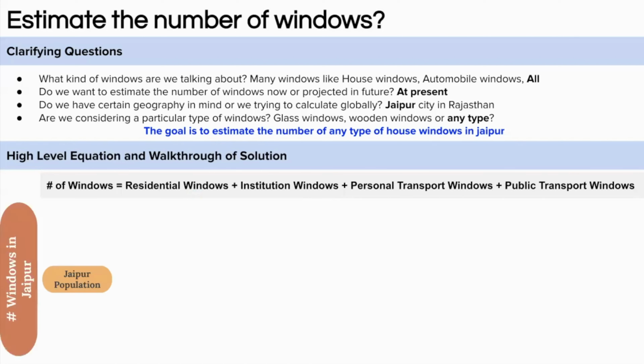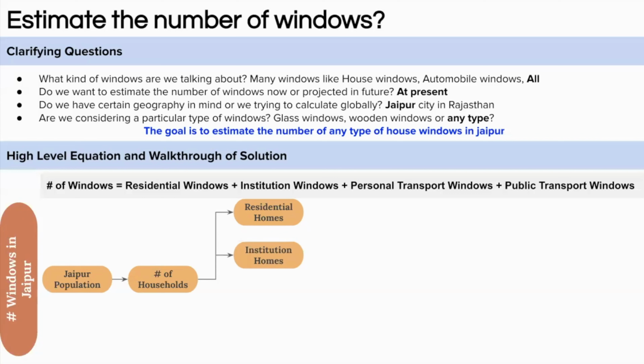Let's start with the population of Jaipur. From there, we can easily estimate the number of households. From households, we can estimate the number of residential homes. Once we have the residential homes, we can take some fraction to get the institutional buildings. Please pay attention here. We can take some fraction. For example, we can assume that for every 100 homes in Jaipur, there are 20 institutional buildings that include shops, hospitals, etc. So 20% is the fraction which I am taking.